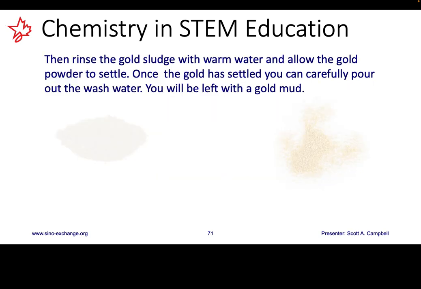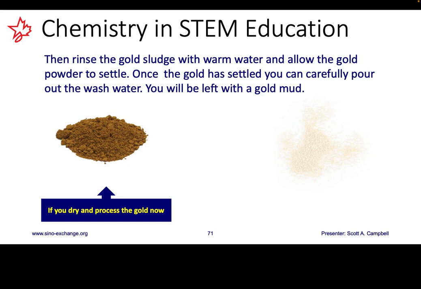Then, rinse the gold sludge with warm water and allow the gold powder to settle. Once all the gold has settled, carefully discard the wash water. You'll be left with a gold mud at the bottom of the beaker. At this stage, you could dry the powder, or you could process it further. My recommendation is to process it further.